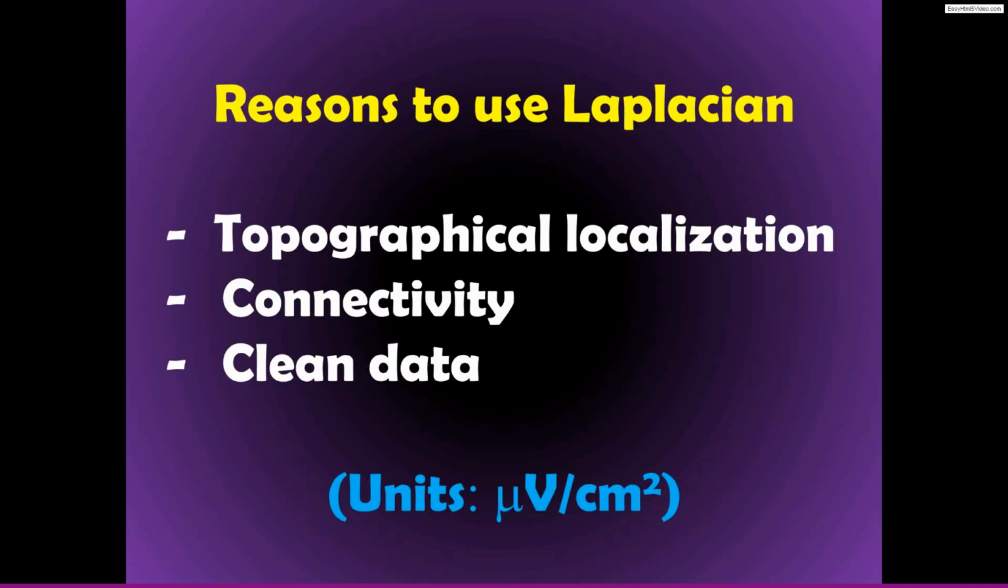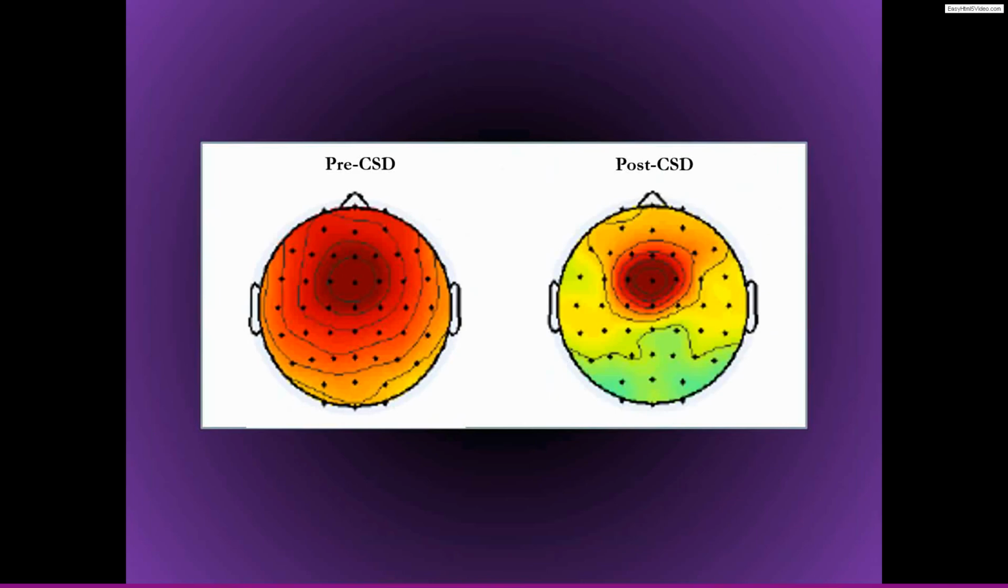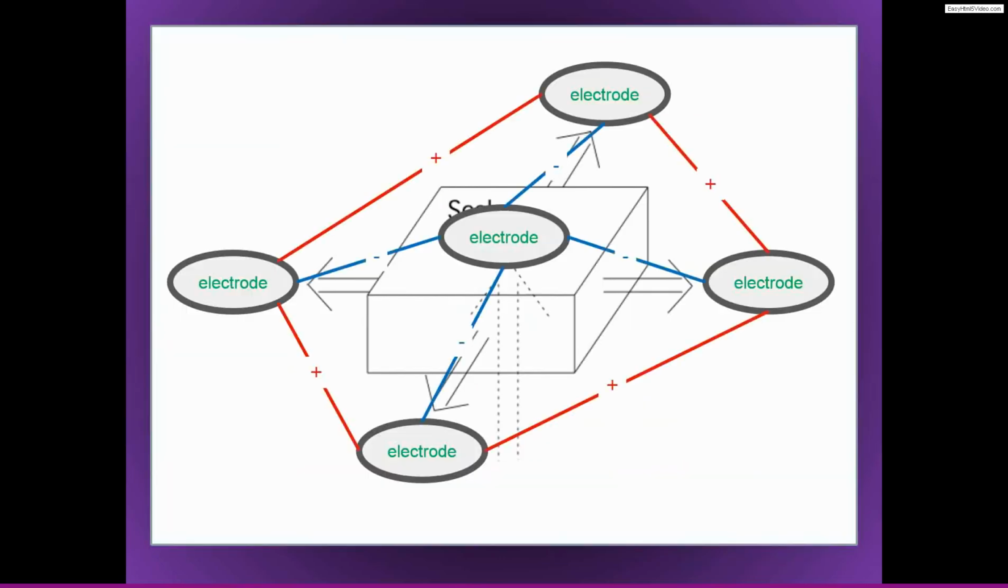So there are three main reasons why you would want to use the Laplacian in your EEG data analyses. One is for topographical localization, which is what I highlighted here, where you want to say that this entire feature in the data is localized to this electrode. That doesn't necessarily mean the EEG activity is localized to the brain tissue directly underneath that electrode, which is a little trickier to say. But we can topographically localize the activity to a single electrode. So that's one motivation for applying the Laplacian.